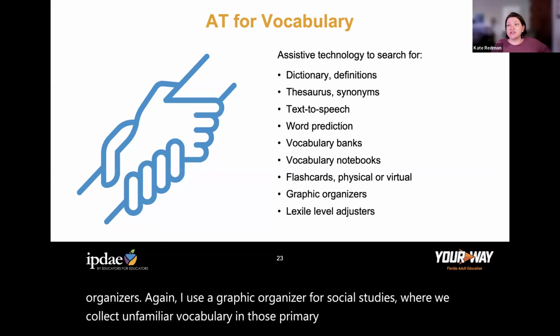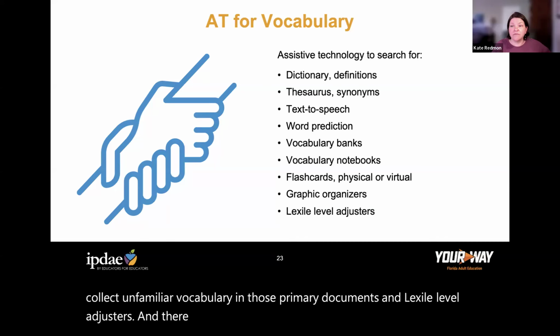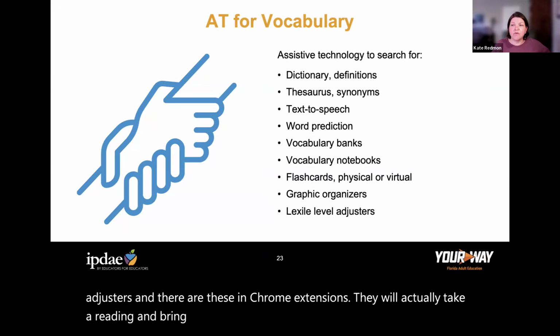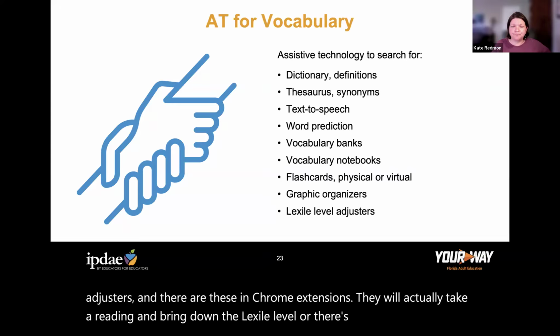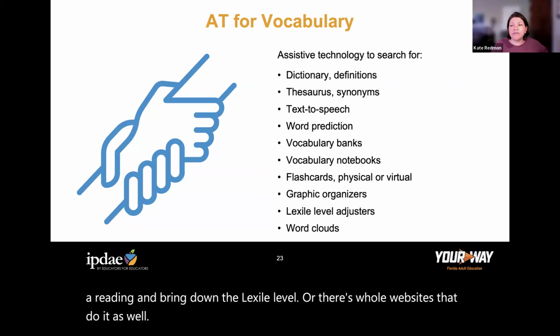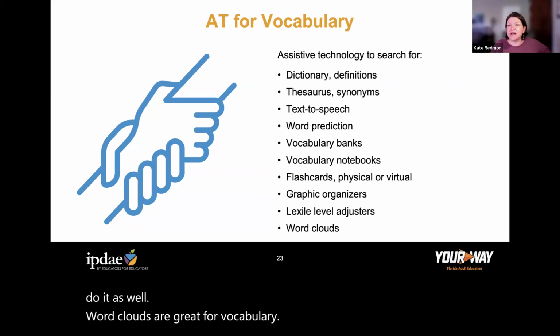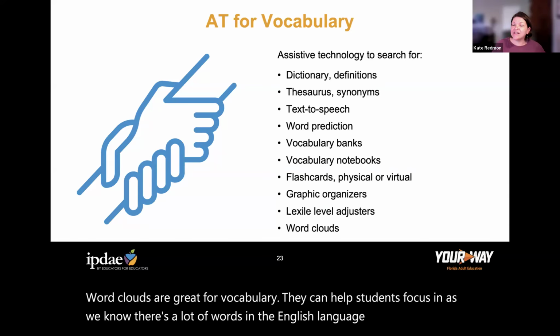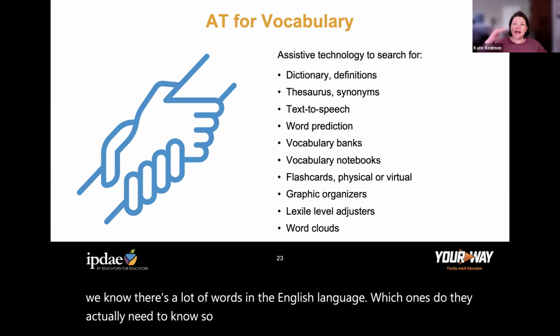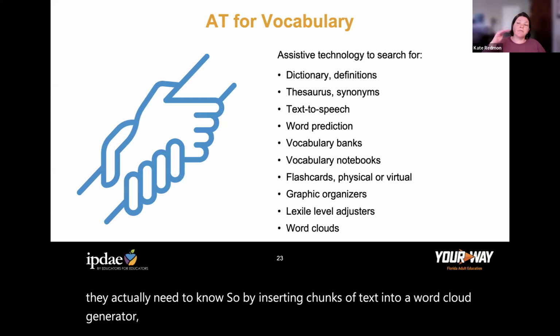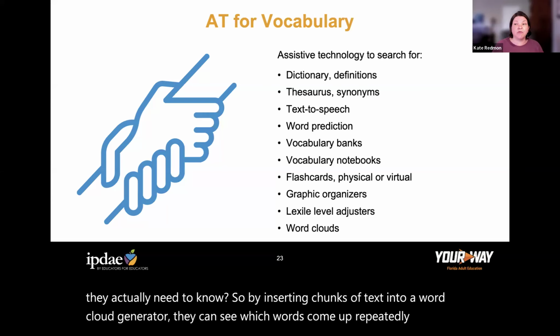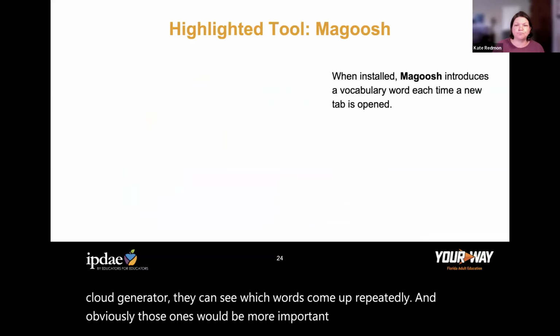And Lexile level adjusters, and there are these in Chrome extensions. They will actually take a reading and bring down the Lexile level, or there's whole websites that do it as well. Word clouds are great for vocabulary. They can help students focus in. As we know, there's a lot of words in the English language. Which ones do they actually need to know? So by inserting chunks of text into a word cloud generator, they can see which words come up repeatedly. And obviously, those ones would be more important to learn than others.